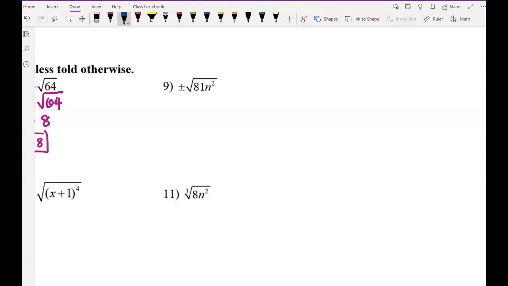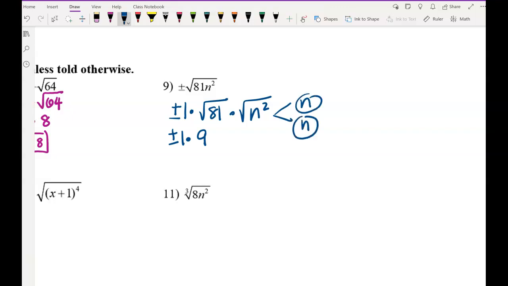Example 9 says plus or minus the square root of 81n squared. So a plus or minus in front is the same thing as saying plus or minus 1 times the square root of 81 times the square root of n squared. Well, the square root of 81 is going to be 9, so that's times 9. And the square root of n squared is n times n, that's 2 n's, and because it's a square root, we can take one out. So this is going to be positive or negative 9n. Okay, so positive or negative 9n.